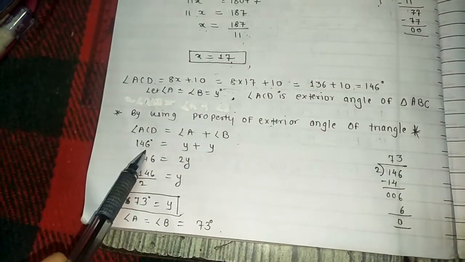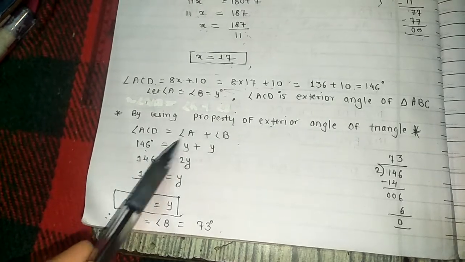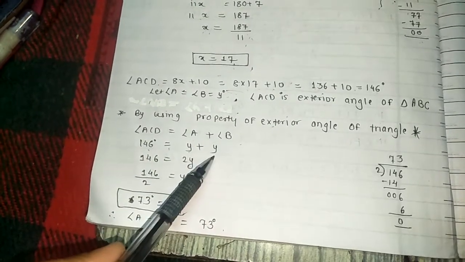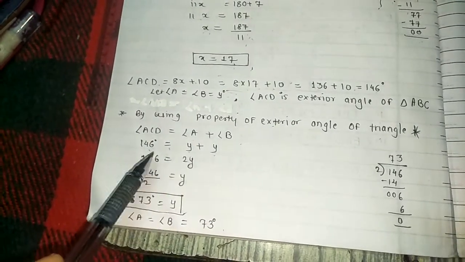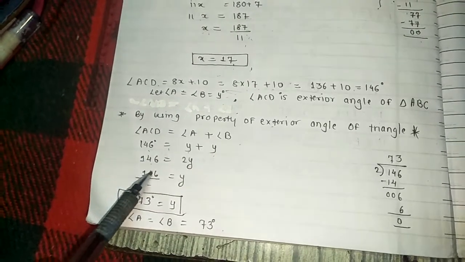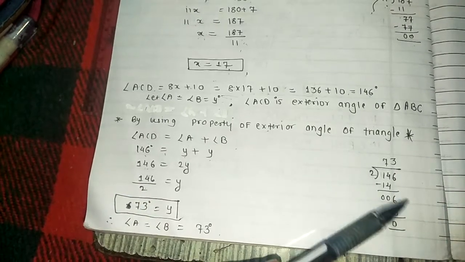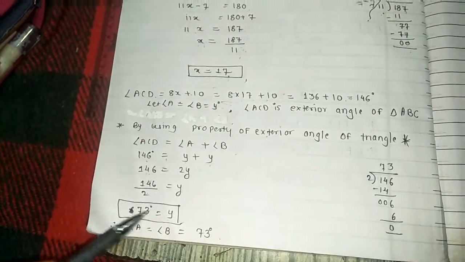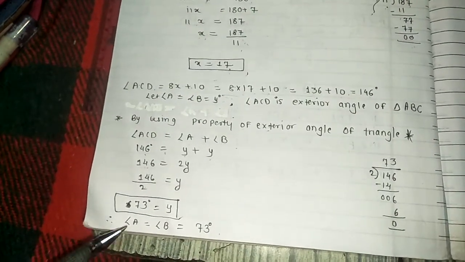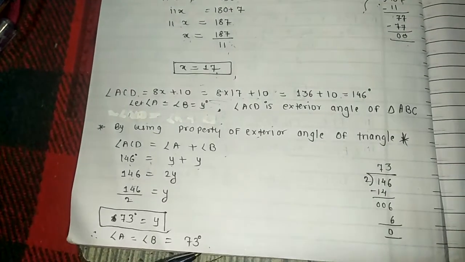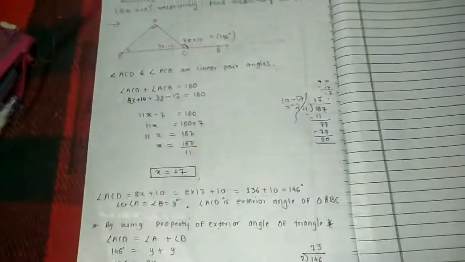ACD is 146 degrees, which equals angle A, y degrees, plus angle B, y degrees. So y plus y is 2y, which equals 146. So 146 divided by 2 equals y. 146 divided by 2 is 73. So y equals 73. Therefore angle A equals angle B equals 73 degrees. Clear, everyone?